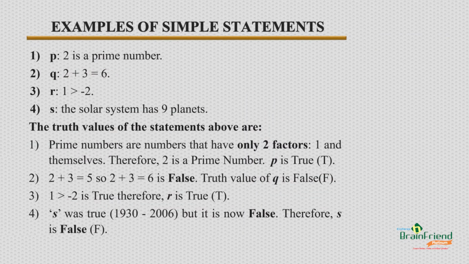Let's look at a few examples. Number 1, 2 is a prime number. Let's represent this statement with P. Number 2, 2 plus 3 is equal to 6. Let's represent this with Q.